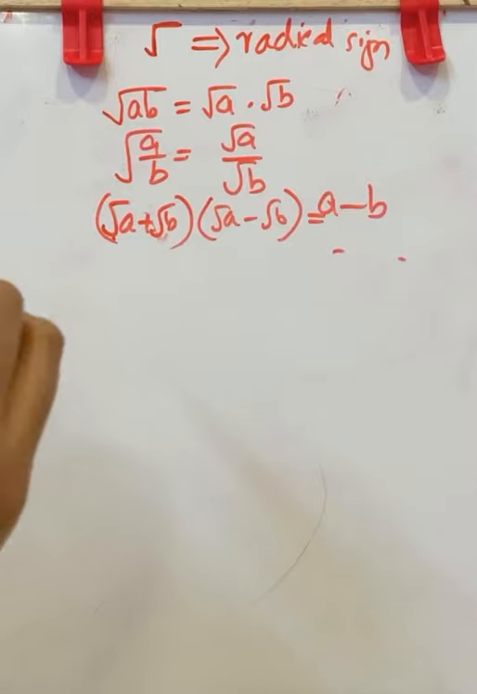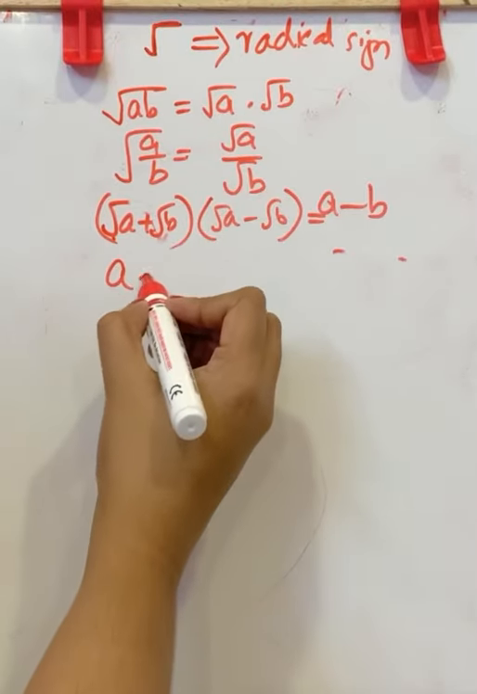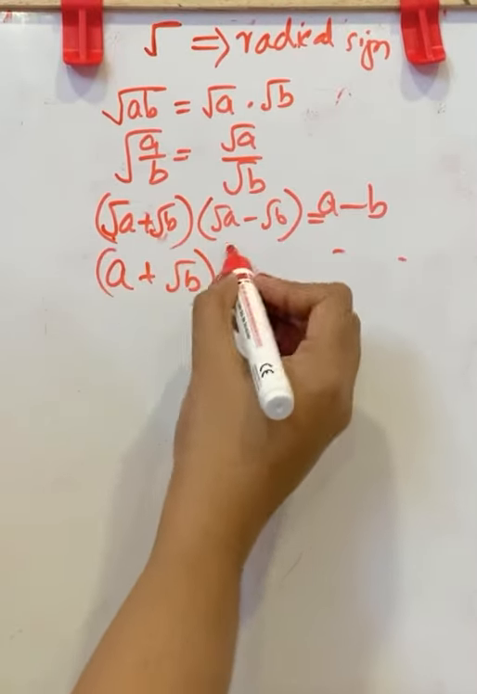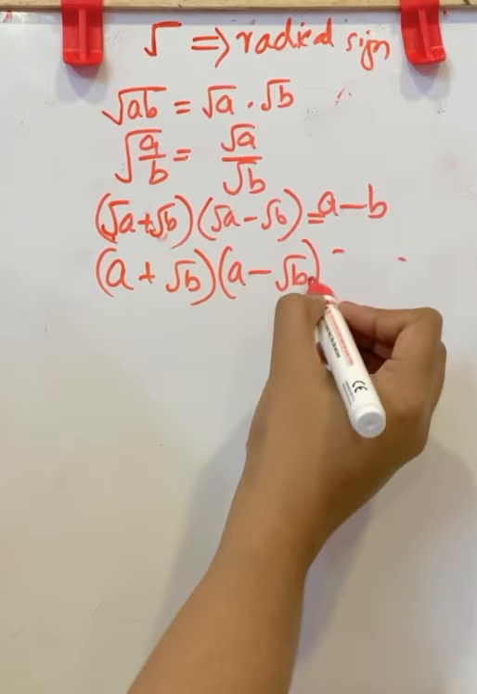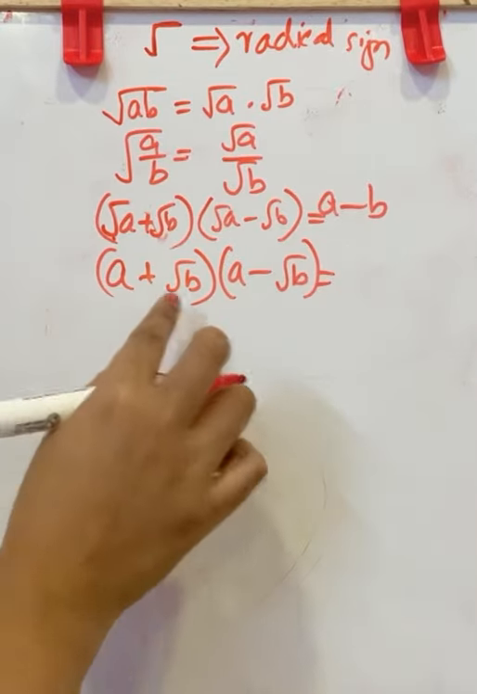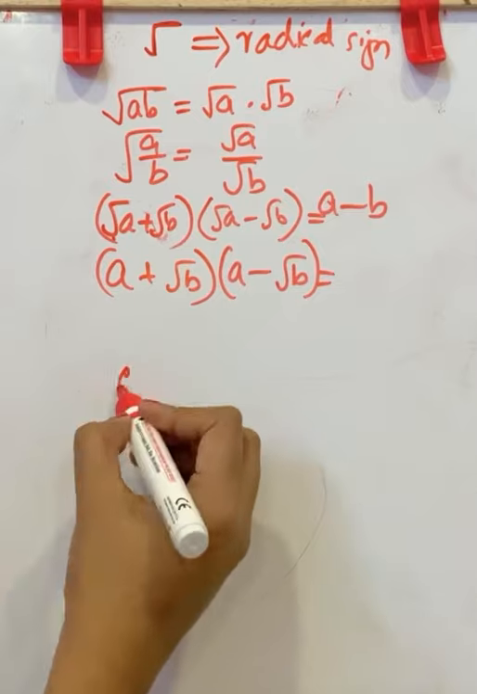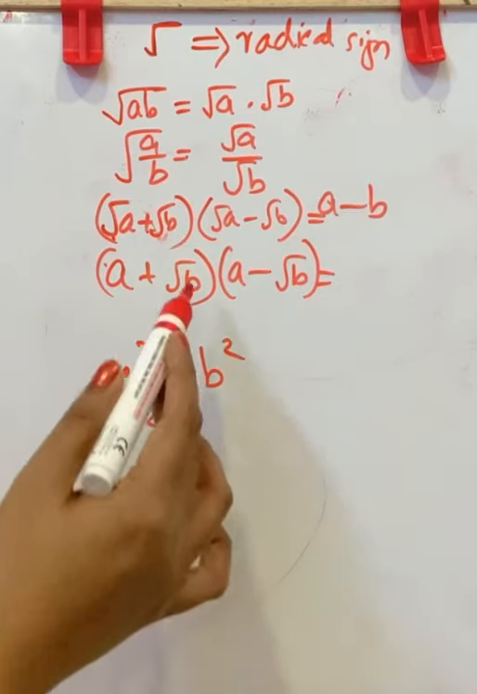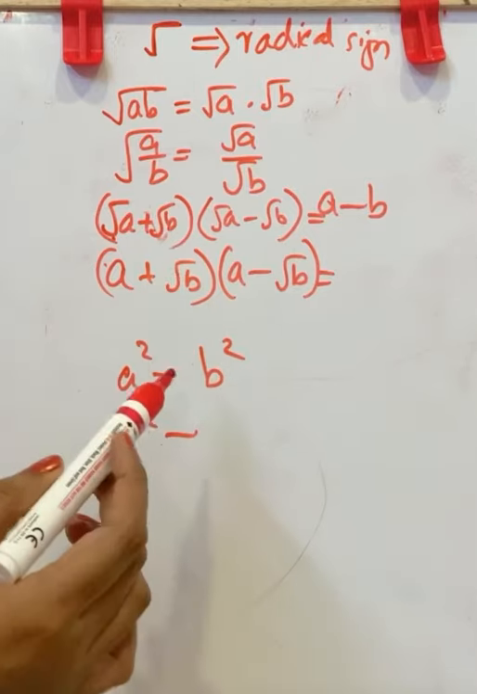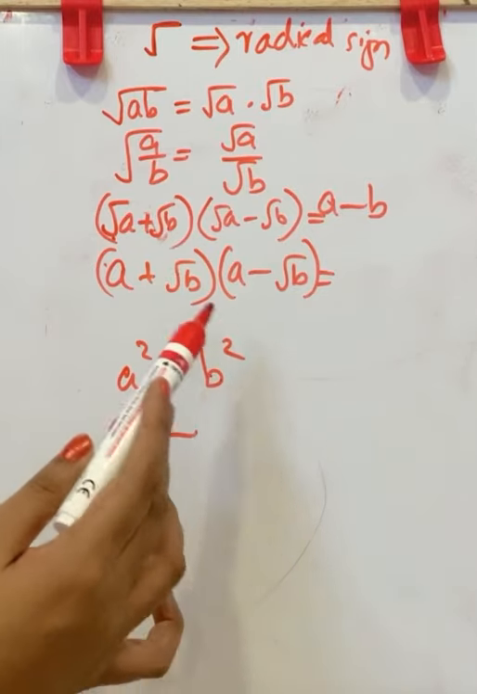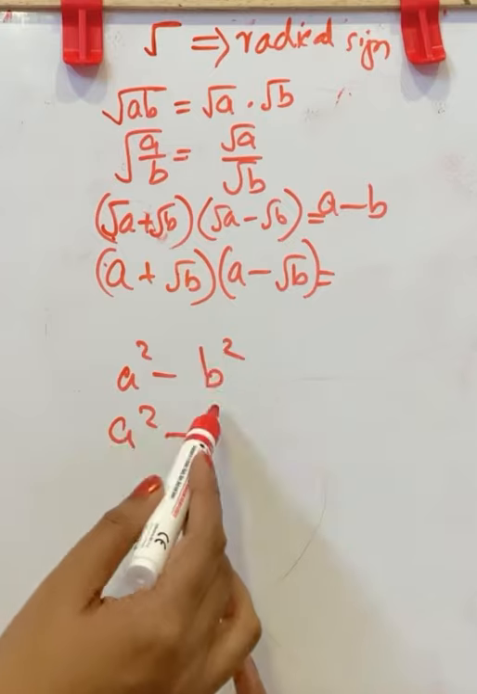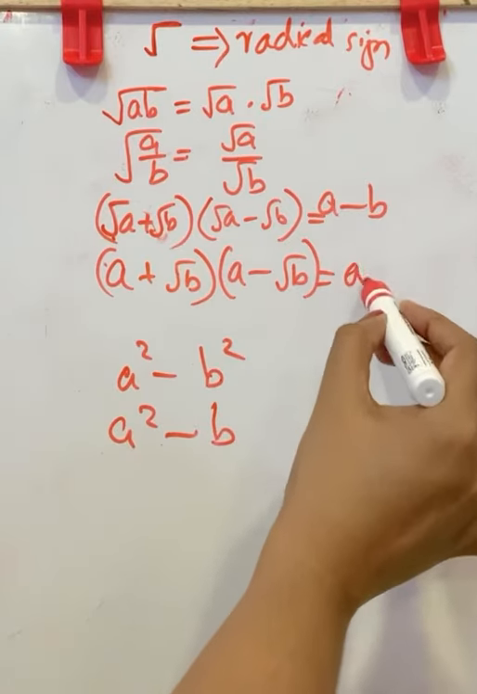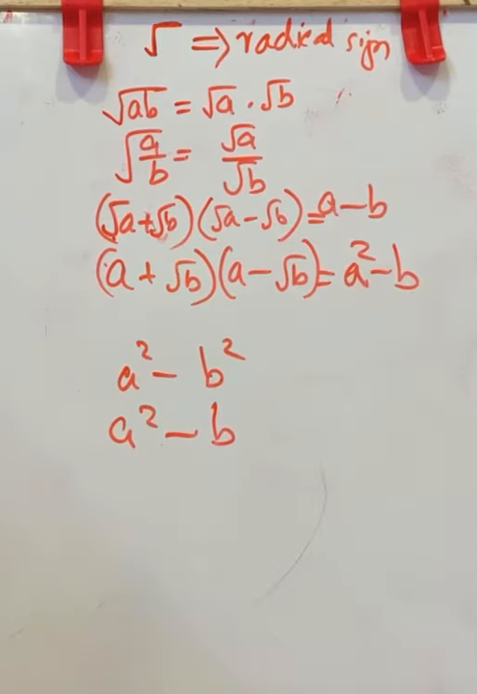The next identity is a plus root b into a minus root b, which is equal to, as in a plus b into a minus b, again a square minus b square. Here it is a square minus, instead of b we have root b. So here it becomes root b square. Root b into root b is b. So it will be a square minus b. That's the identity.